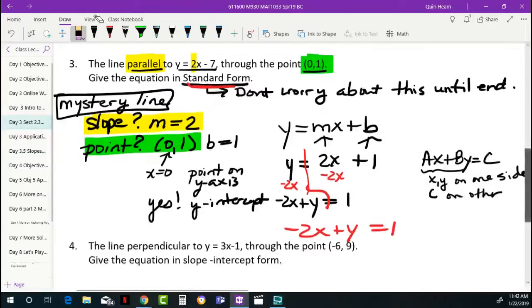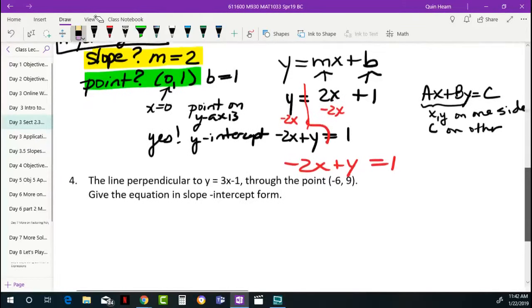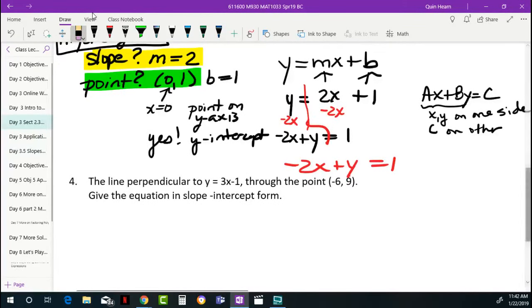All right, let's try one more problem where we're writing the equation of a line. The line perpendicular this time. We're looking for the line perpendicular to y equals 3x minus 1 through the point negative 6, 9.